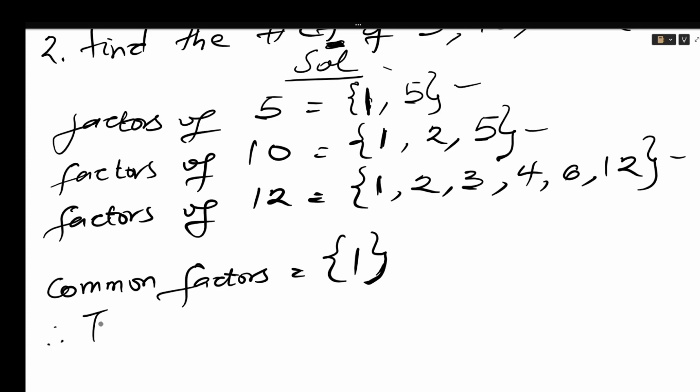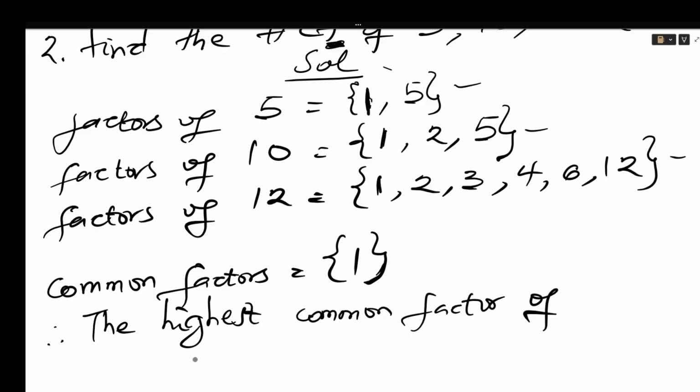We are left with only 1 as the common factor. Therefore, the highest common factor of 5, 10, and 12 is just 1. Unfortunately, we couldn't find any bigger number. Don't be scared. You are not wrong. 1 is the common factor among those numbers given, 5, 10, and 12.